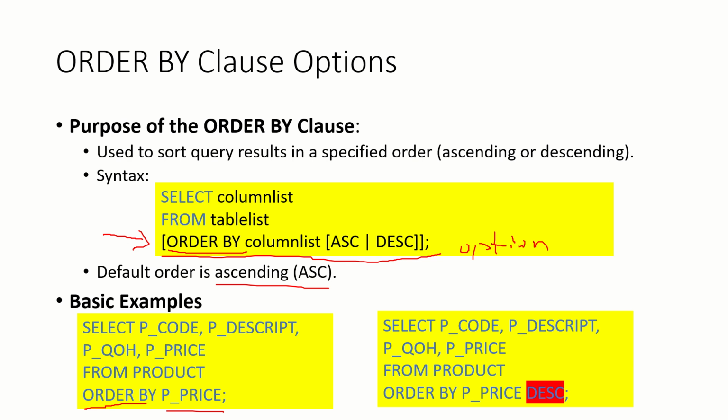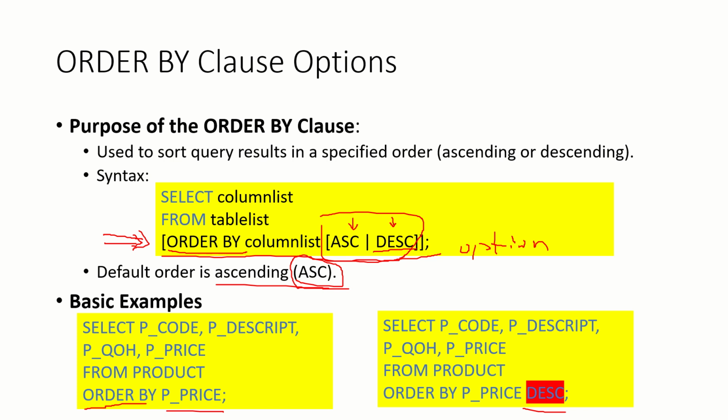If you're trying to use descending, we use the keyword DESC. Descending is DESC, and by default it is ascending. Right here you also see a bracket, which means it's optional. You don't have to put any ascending or descending there. By default it would be ascending. If you don't use ORDER BY, the default would be ascending.